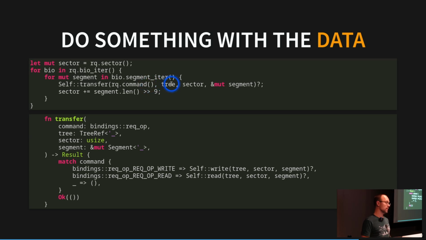which is actually, Alice talked about the X-array. It's a mapping structure that maps pointers to data. And depending on whether we have a read or a write command, we do something with it. We call read or write. The rest of the stuff we just throw away because we don't care.